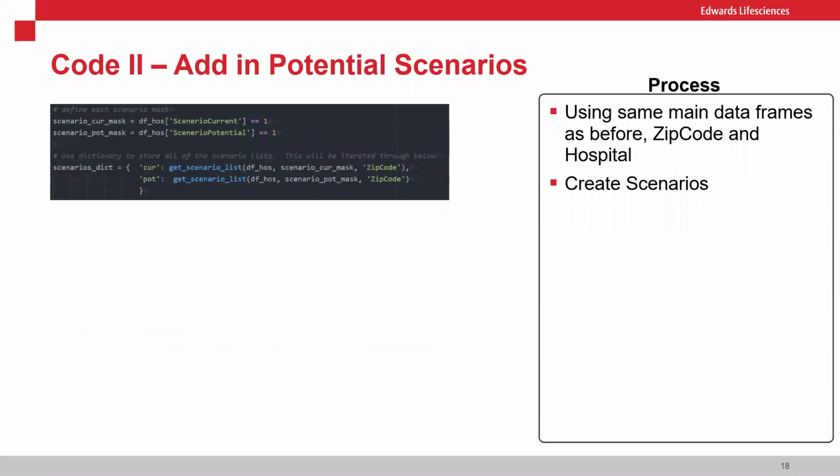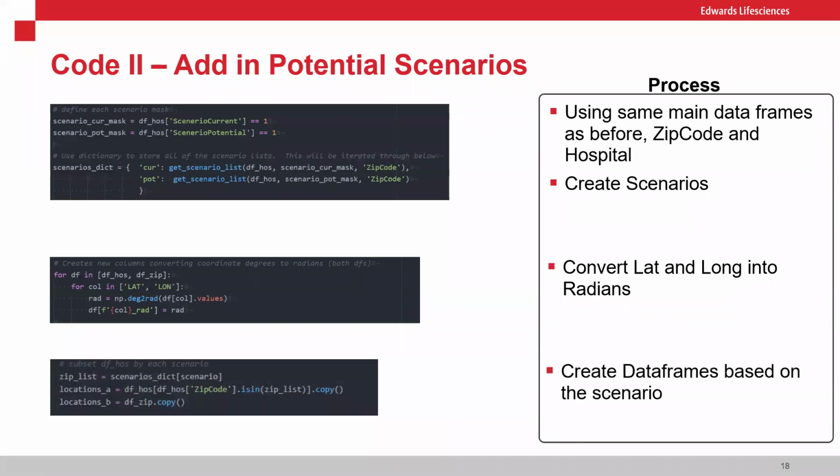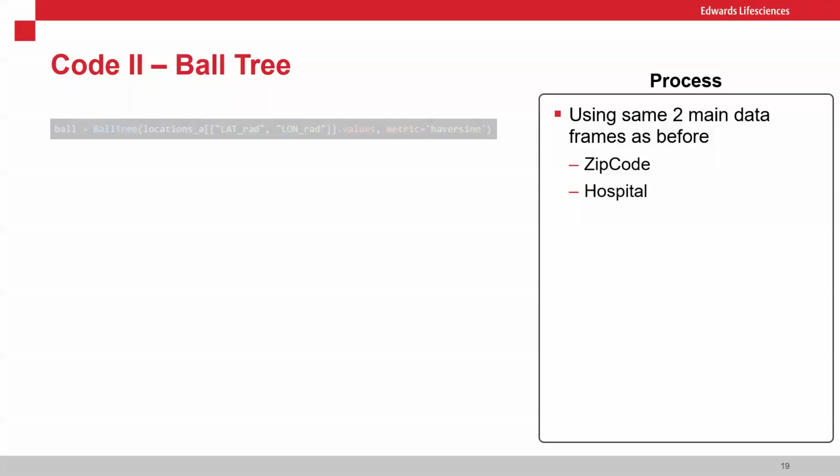And what we get is, well, one of the first steps we have to do is convert the lat long into radians. And then we create these scenarios into a data frame. And then we just run it through. And basically, it's as simple as this.